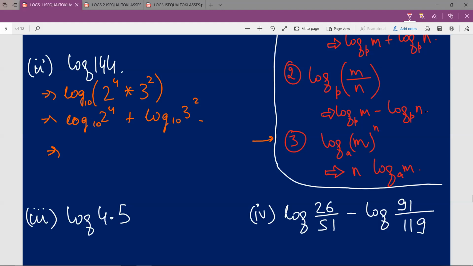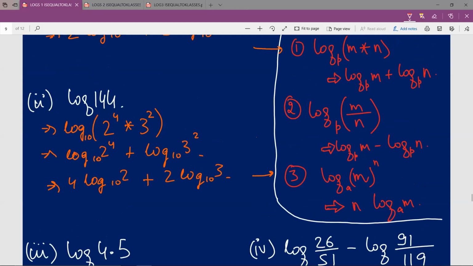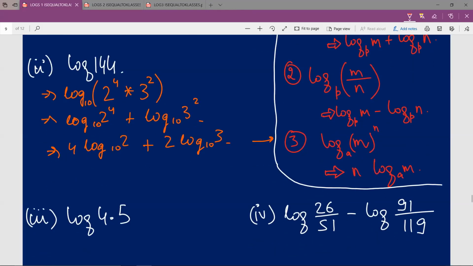Now in the next step, I'll be using the third law, which is log of m raised to the power n to the base a can be written as n log of m to the base a. So therefore, log of 2 raised to the power 4 to the base 10 can be written as 4 log of 2 to the base 10. And I'll be using the same method to solve log of 3 square to the base 10. So I could write this as 2 log of 3 to the base 10.